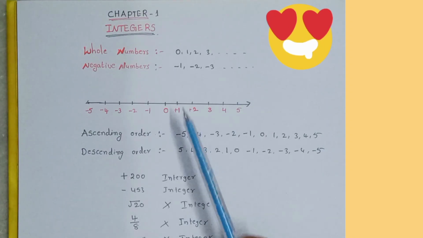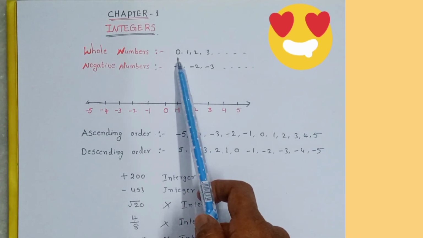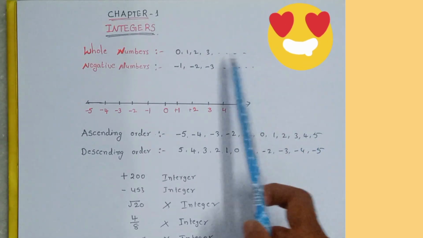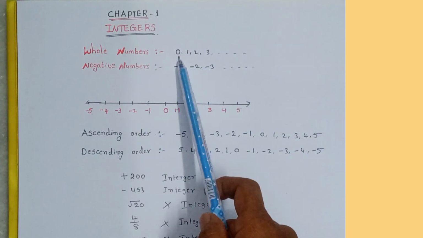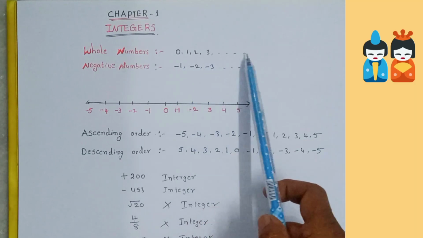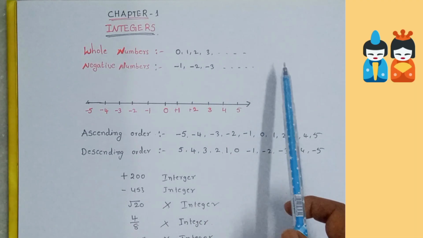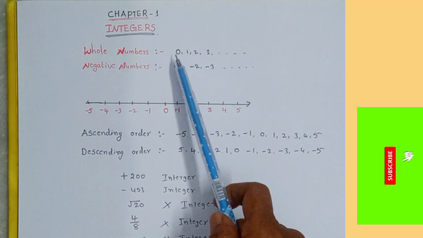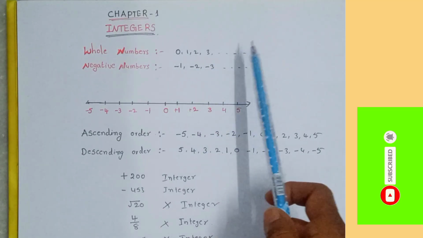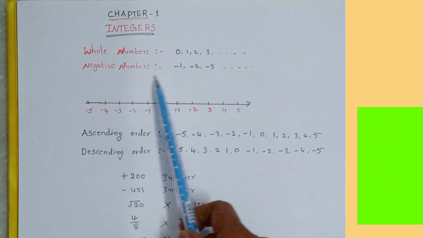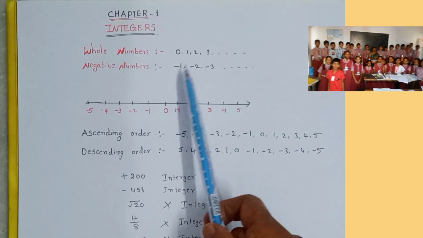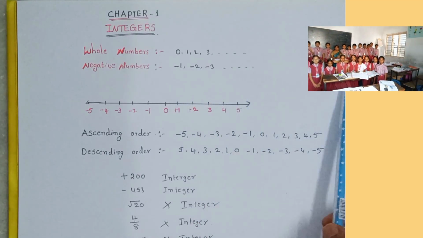What are whole numbers? Whole numbers start from 0, 1, 2, 3, 4, and so on. Without 0, the remaining numbers are positive numbers, or counting numbers, or natural numbers. With 0, they are whole numbers. Negative numbers are written with a minus symbol: minus 1, minus 2, minus 3, and so on.